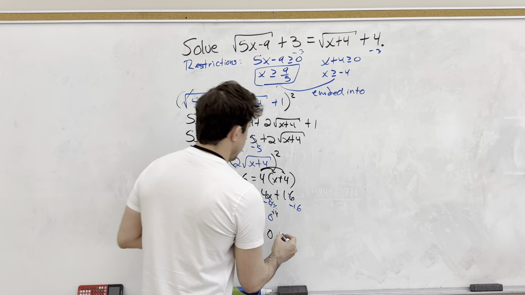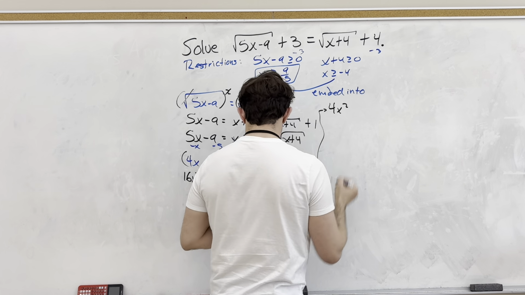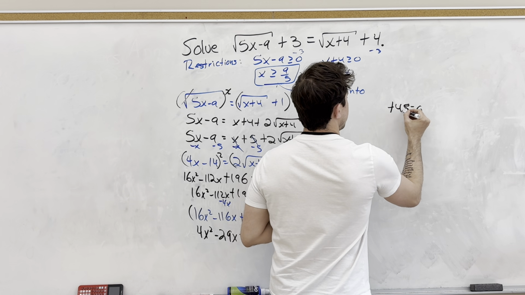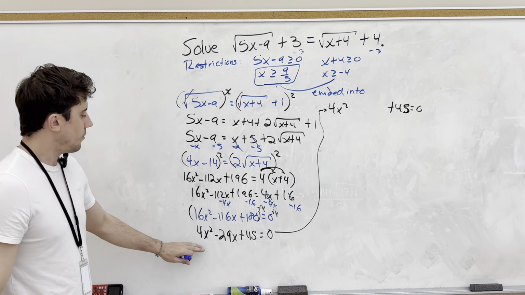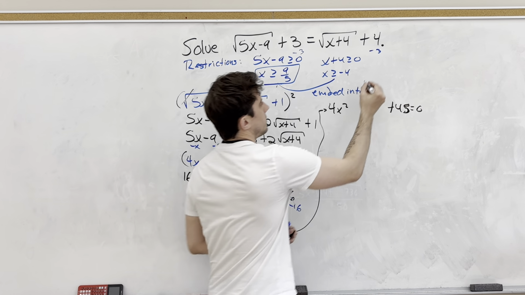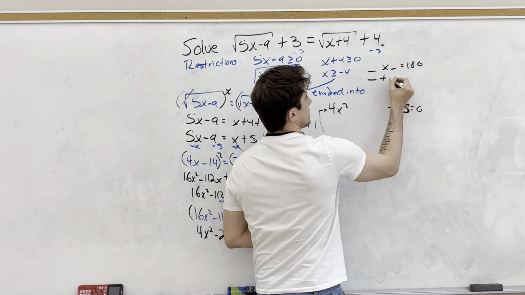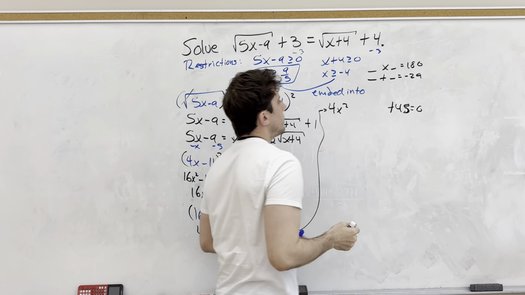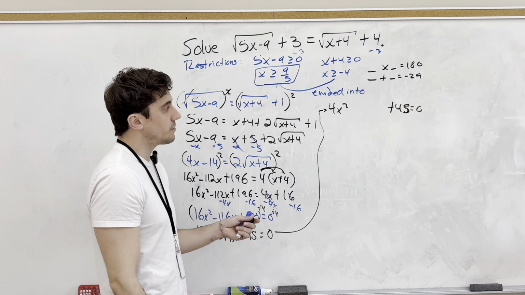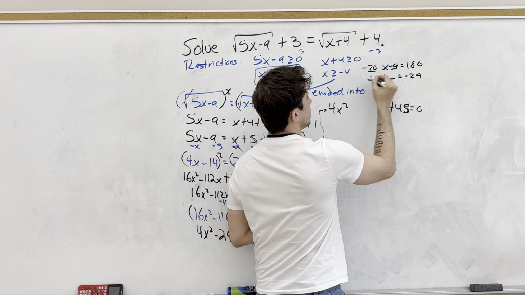So let's go ahead and do that over here. So we'll have 4x squared, we'll have plus 45. And now we have to consider what two numbers multiply to make 4 times 45. So what numbers multiply to make 180 and simultaneously add to make negative 29? You might take a moment to figure those out on your own. Pause the video if you want. Those numbers are negative 20 and negative 9.